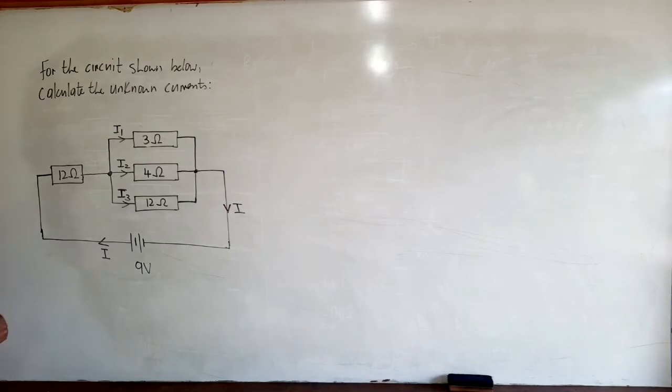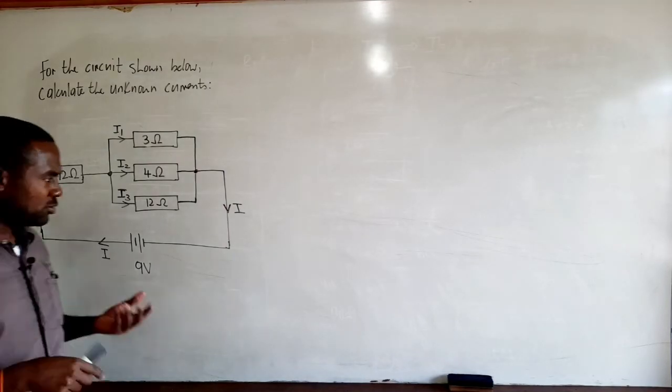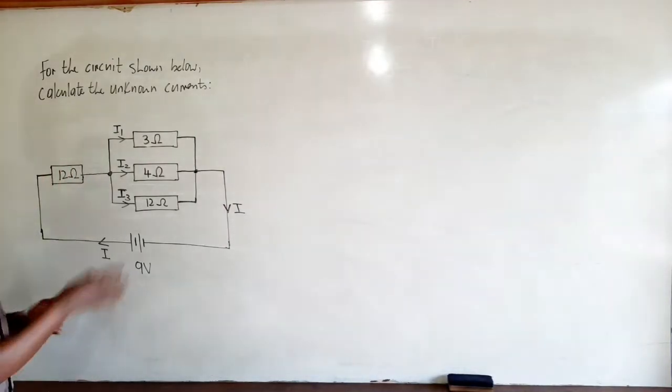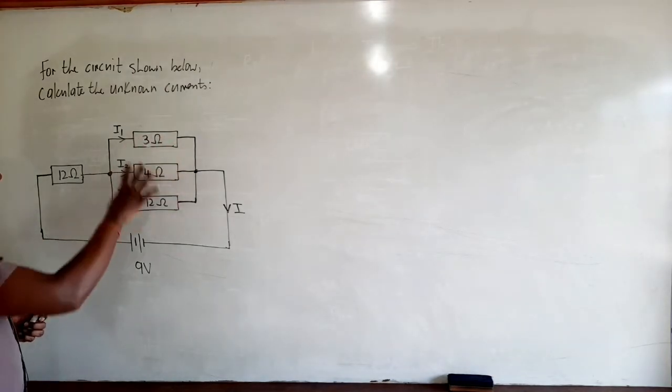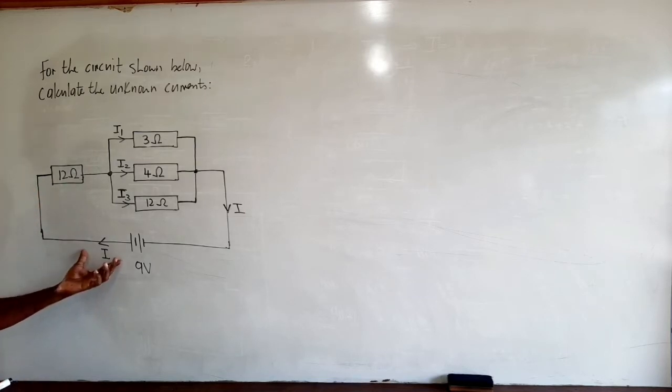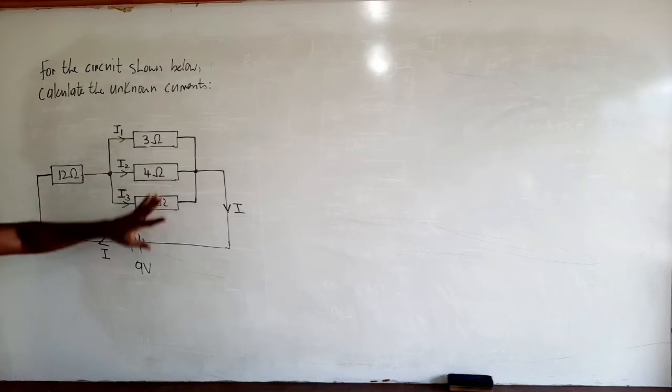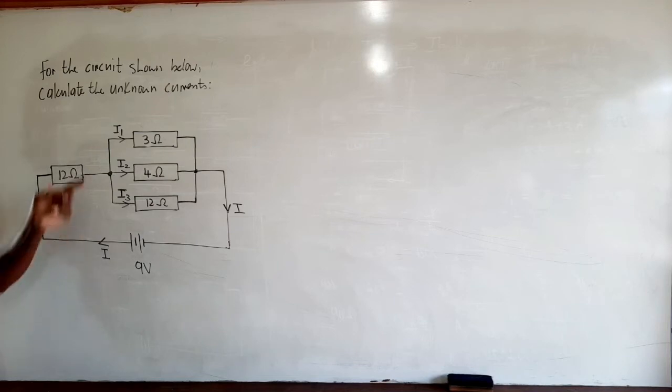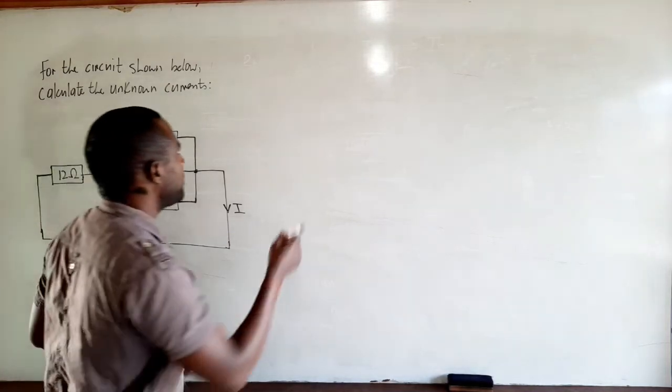Right? So with this particular question, what we will do is find the total effective resistance of the parallel branch. We will then use that to find the total resistance in the circuit. We can find the total current I, and then that will allow us to find the PD across the parallel branch, and then that will allow us further to find the currents I1, I2, I3. Right? So let's examine the parallel branch.